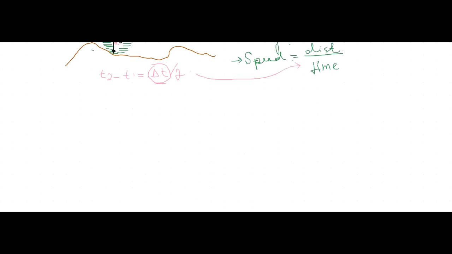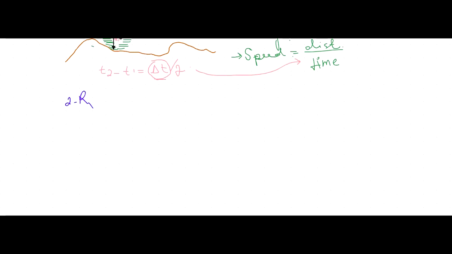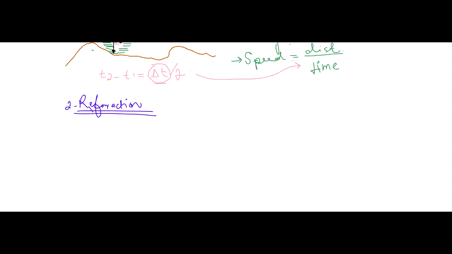Now, another property of sound waves that we have to understand is obviously refraction. What is refraction? You already know what refraction is. As you go from one medium to another, the speed of the wave changes. The change in the speed of the wave causes the wave to bend. Fine? That's refraction. The definition for sound waves is the same.